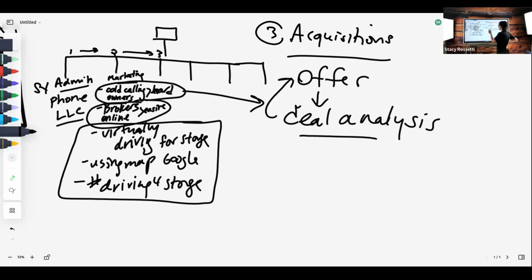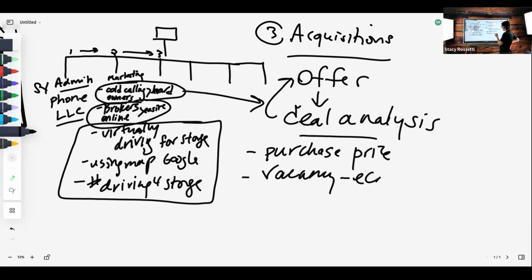Okay. And you're going to have to get the purchase price. You're going to have to get the vacancy, which we call economic or physical. This is really what they're paying, who's there versus who's actually paying. So we're 85% full on all of our storage facilities, but we're 69% economic occupancy. Something like that.